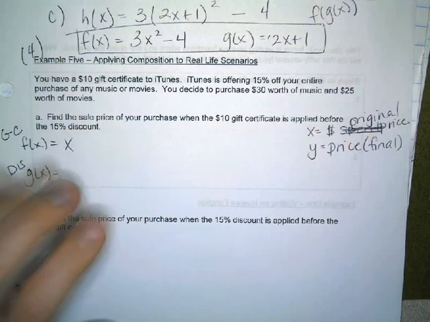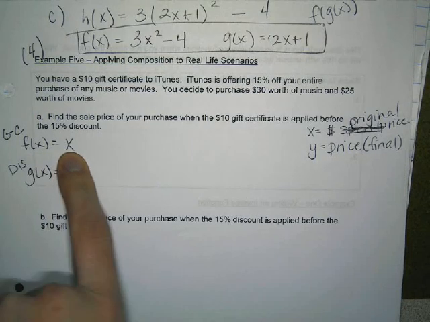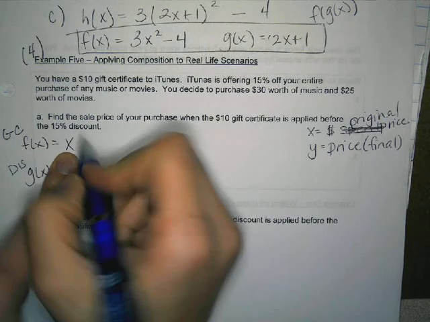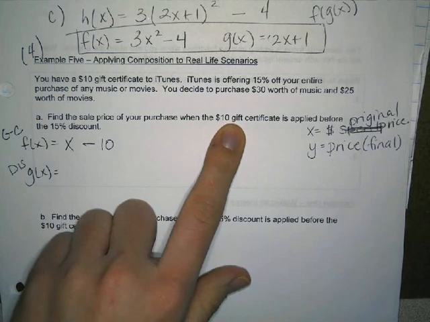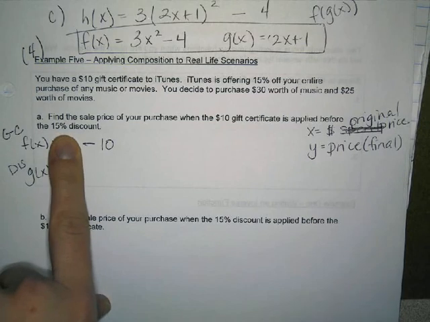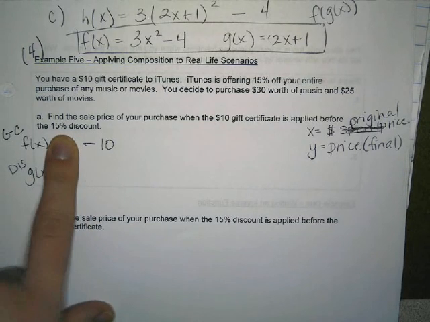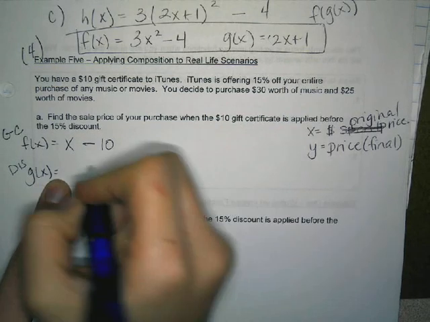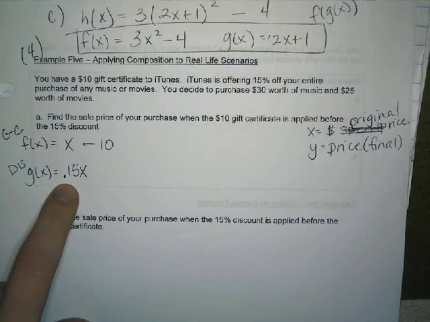So in order to write the equation that represents your gift certificate, it would be the original price of whatever you're purchasing minus $10, because your gift certificate is $10. When you apply discounts, like to find 15% of 100, you'd multiply 100 by 0.15. So if our original price is x, we're going to multiply that by 0.15 to get my discount function.